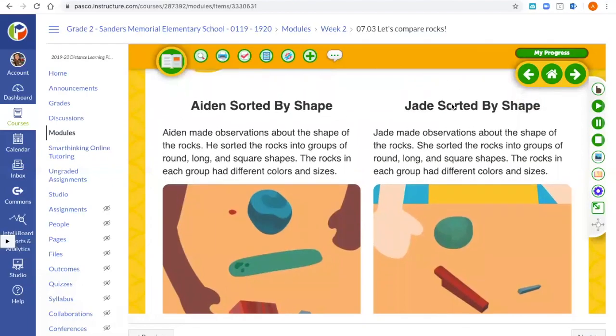Jade sorted by shape. Jade made observations about the shape of the rocks. She sorted the rocks into groups of round, long, and square shapes. The rocks in each group had different colors and sizes.